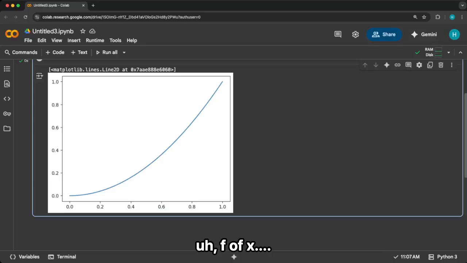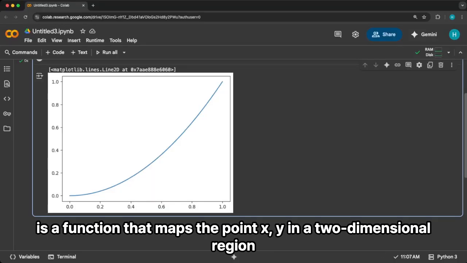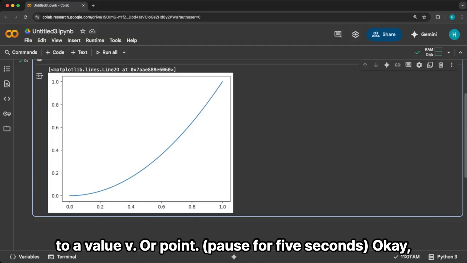F of x is a function that maps the points x, y in a two-dimensional region to a value or point.